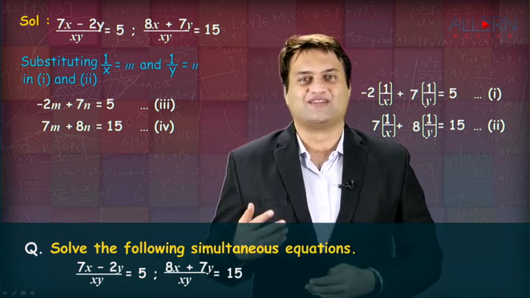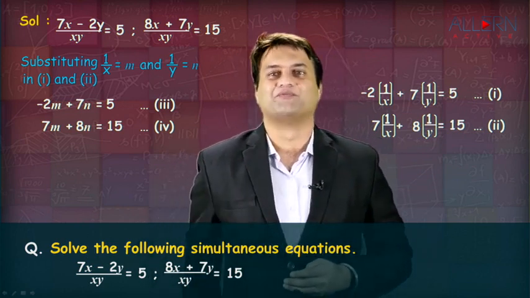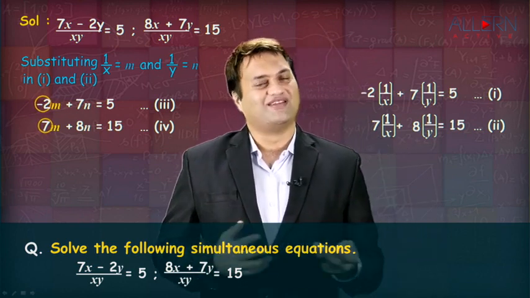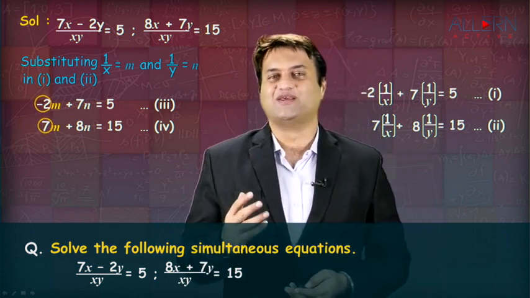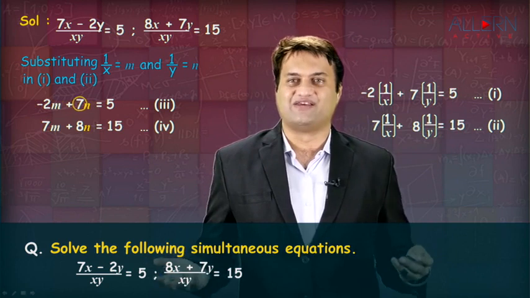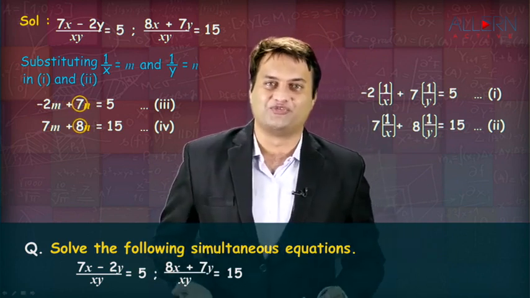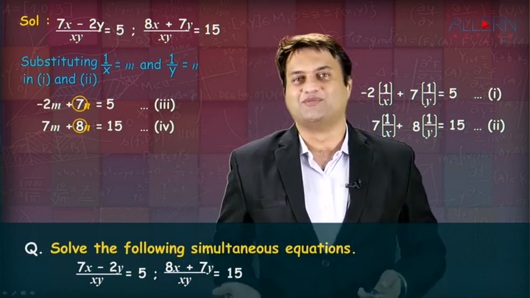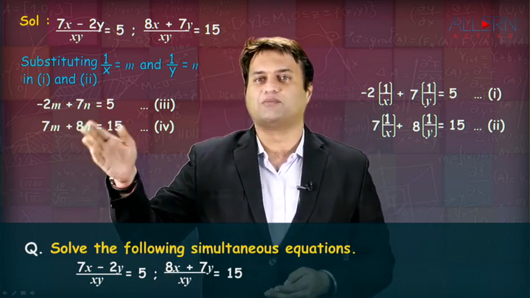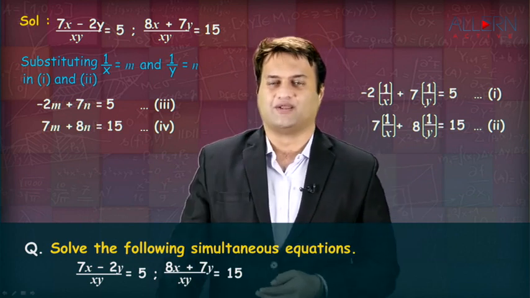We already know the method, so let's quickly rush through it. Look at the coefficients of m. The coefficients are minus 2 and 7. The coefficients are not same. We cannot eliminate m. Look at the coefficients of n. The coefficients are 7 and 8. Again, the coefficients are not same. We cannot eliminate n. So what do we do? We either make the coefficient of m same or we make the coefficients of n same.